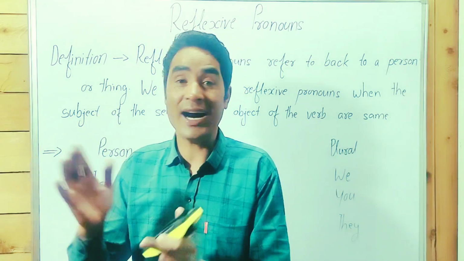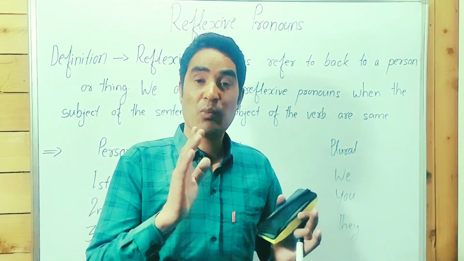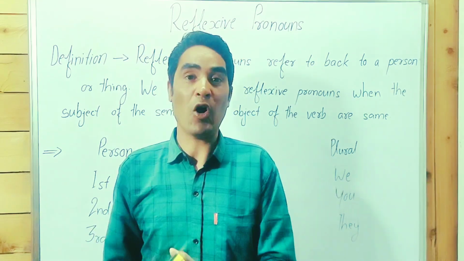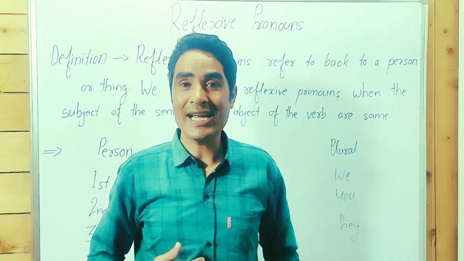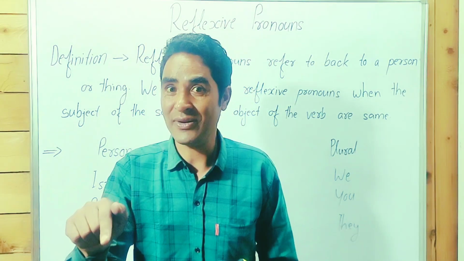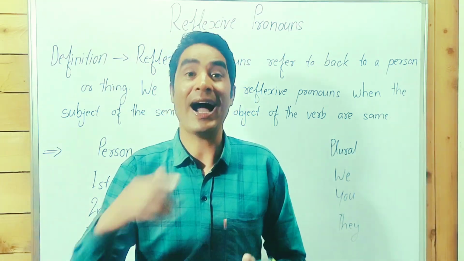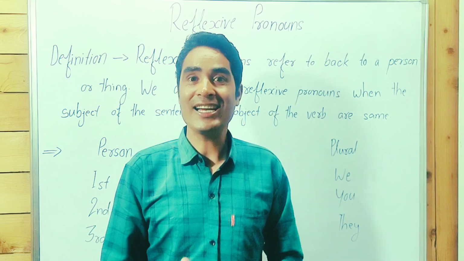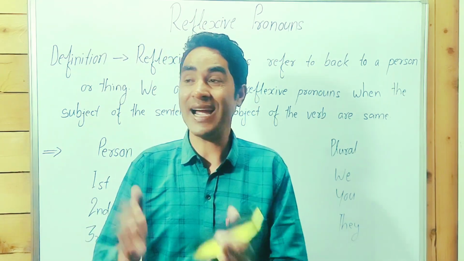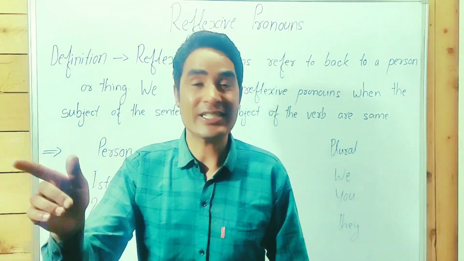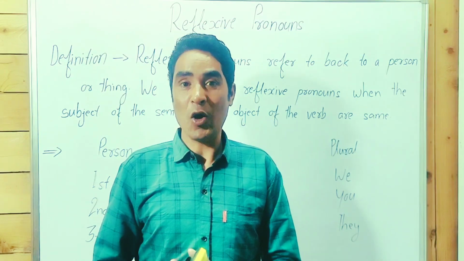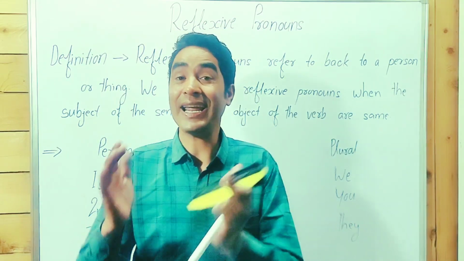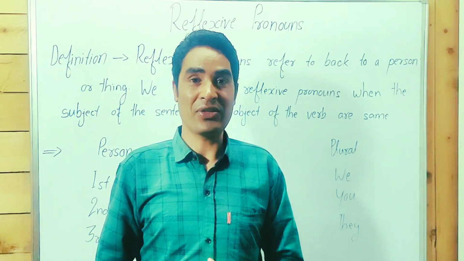She slapped herself. It means both are the same: same subject and same object. I slapped you, different subject, different object. I slapped him, I killed him, I kicked him, I told him, different subject and different object. I told you, different subject, different object. I told myself. Here the same subject and same object of the verb.